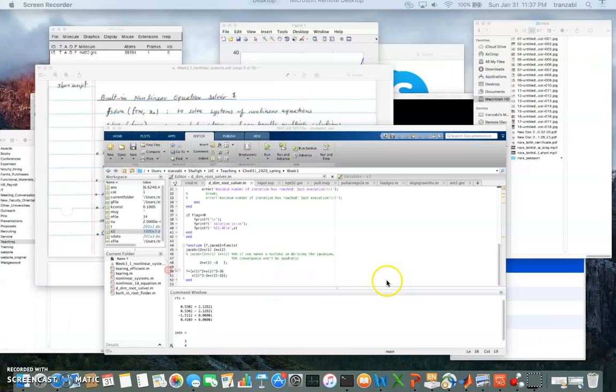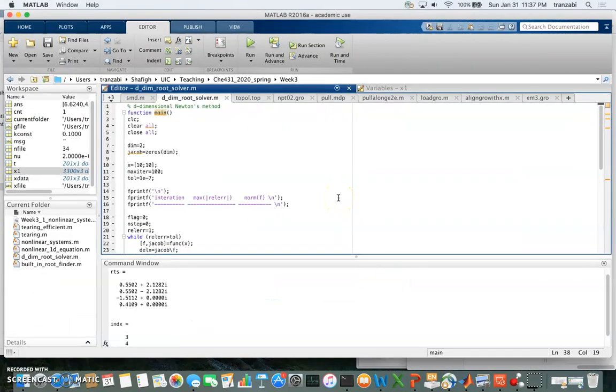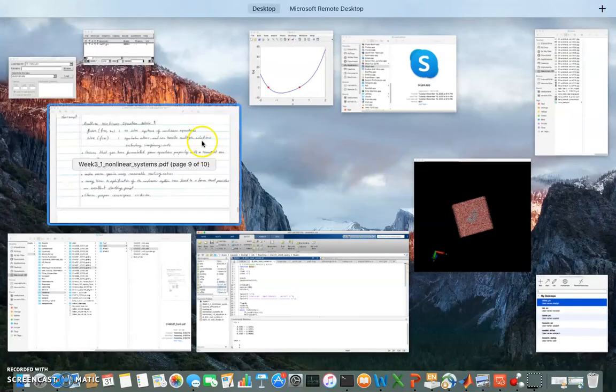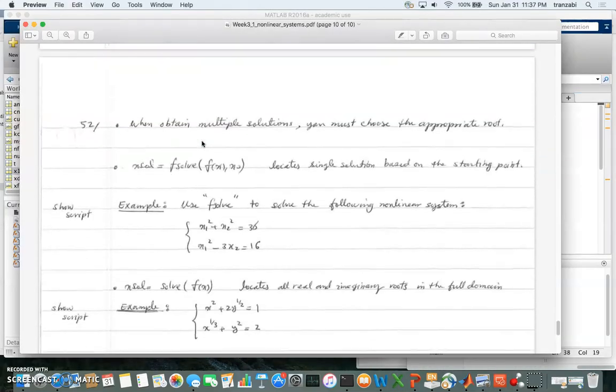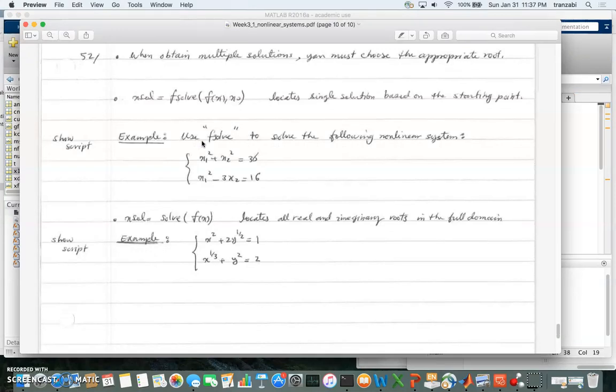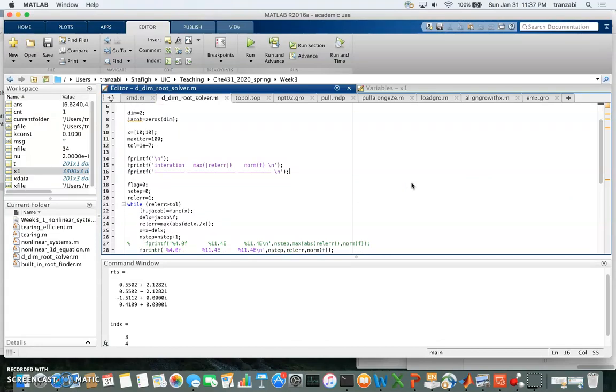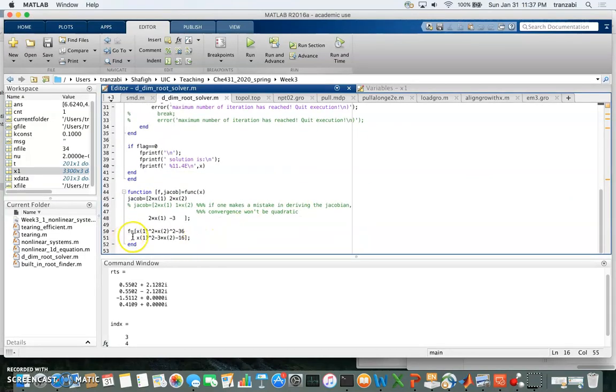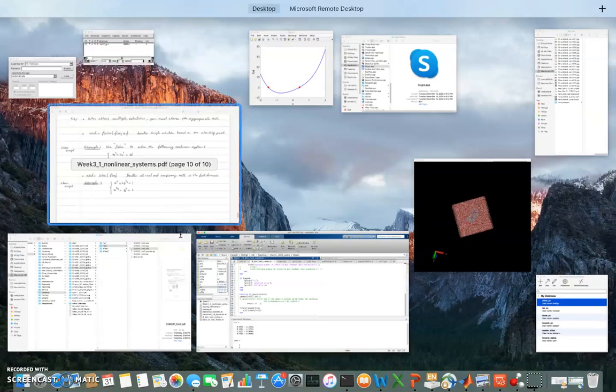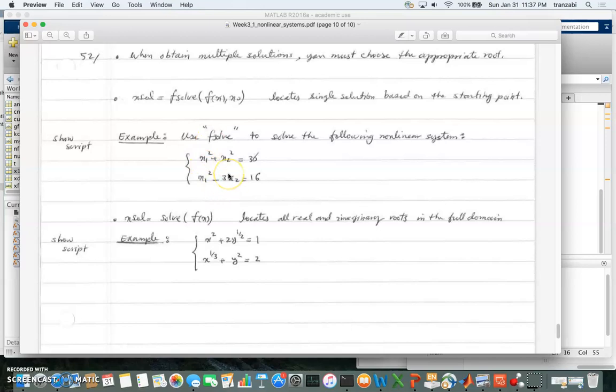Here is one example of Newton's method. Let's say I want to solve a two-dimensional problem. Let me just double check to see if we're looking at the same script. Yes. So the problem that I'm trying to solve is x1 squared plus x2 squared minus 36 equal to 0. So basically I'm solving these two equations.